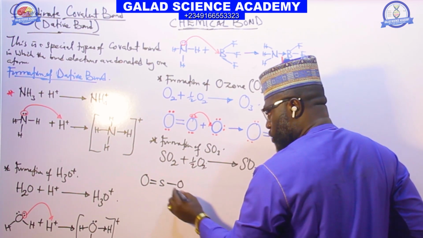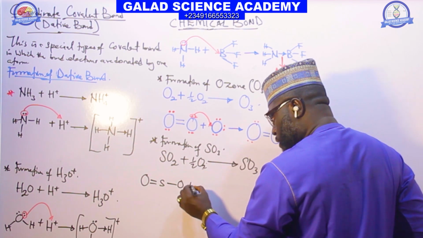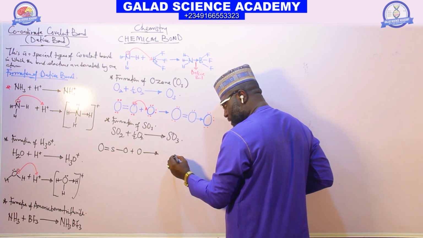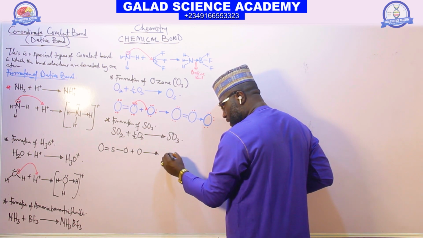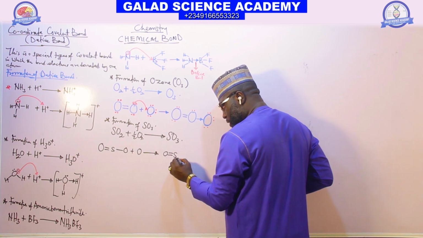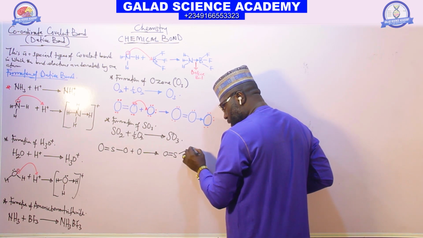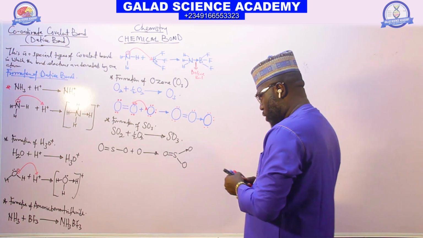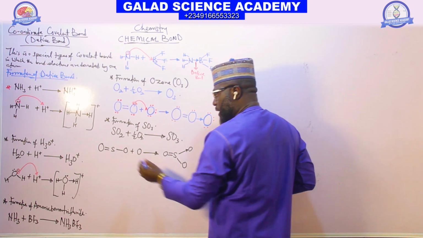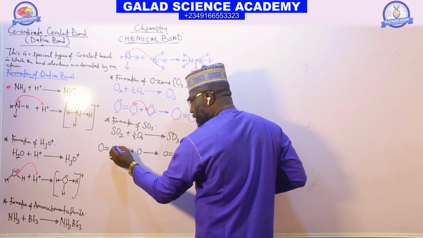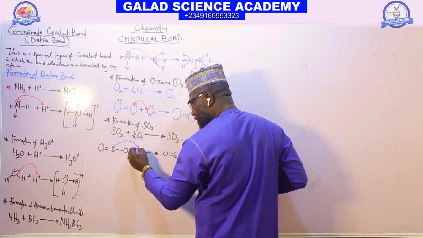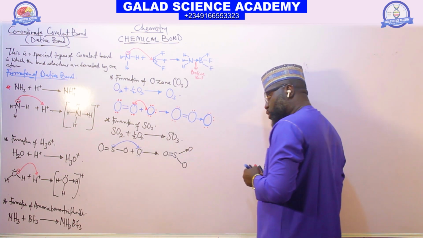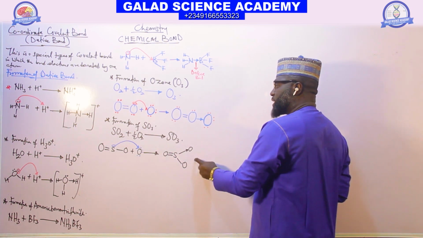SO2 plus oxygen. So this will now give us what? S double bond with this O, and what with this O? Here we have a lone pair. It will donate this lone pair to the oxygen here, because it has one, two, this here. So in SO3, we have one dative bond.